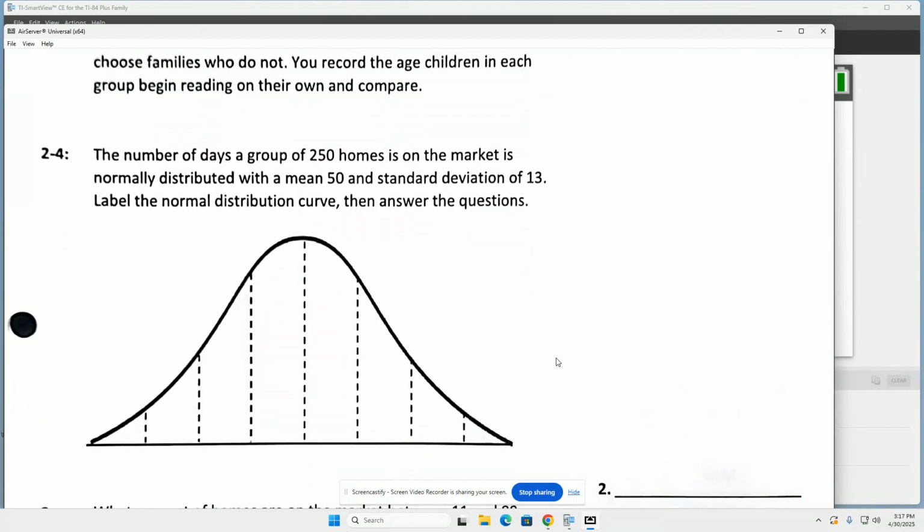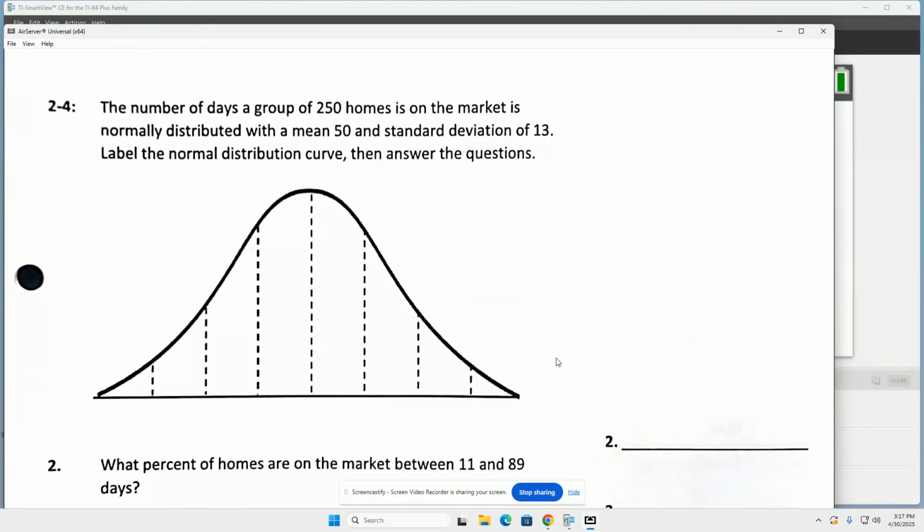You're in control. All right, now, a part of the test is obviously standard deviation and mean and how it relates to a normal curve. We talked about all these values. We talked about how your mean goes right in the middle. So if you read this, it says the number of days a group of 250 homes is on the market is normally distributed with a mean of 50. Let's start with that mean of 50. That 50 has to go smack dab in the middle. That's where your mean goes.